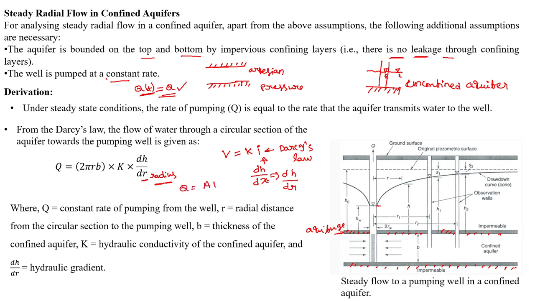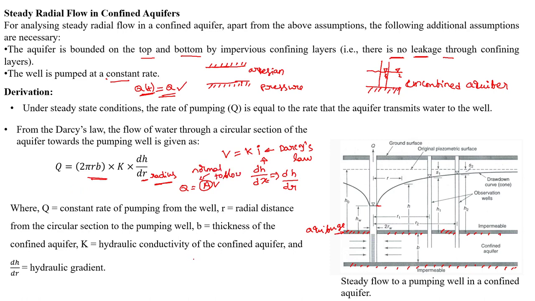Q equals A into V. So what is the area of the cross section? The area of the cross section should be normal to the flow.